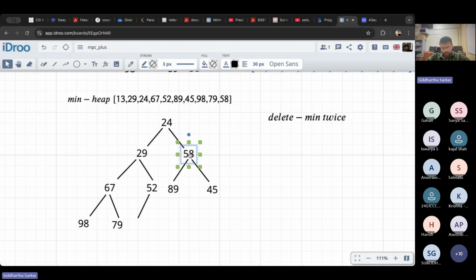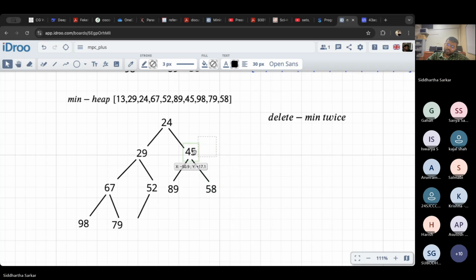So now I check whether at this point where 58 is seated, there is a violation of the heap property. So is 58 smaller than both of its children? No. 58 is smaller than 89, but not 45. So 45 and 58, there is a violation. So I have to swap once again.